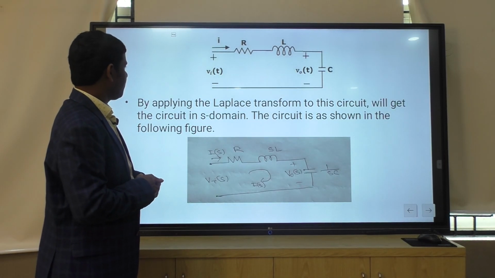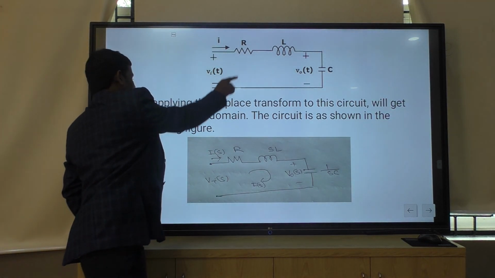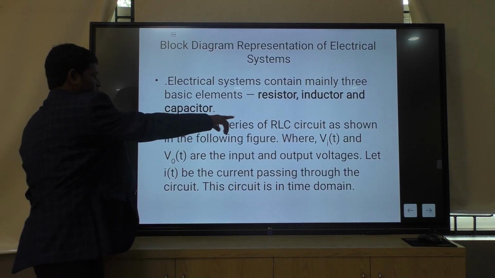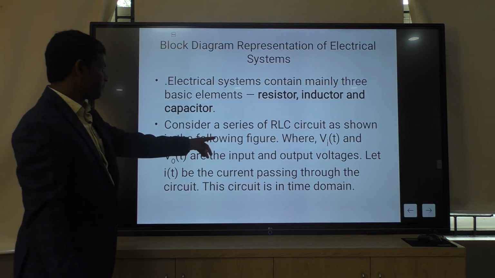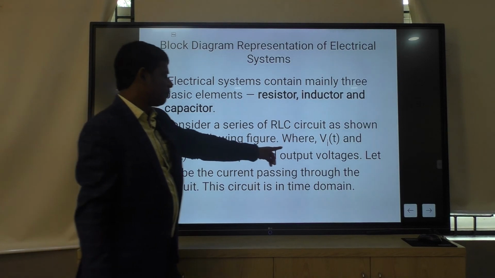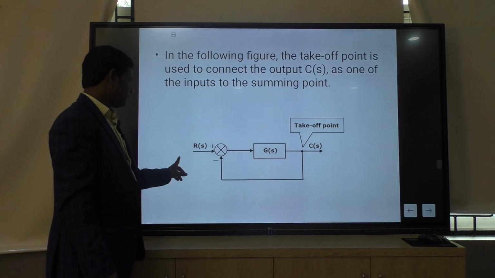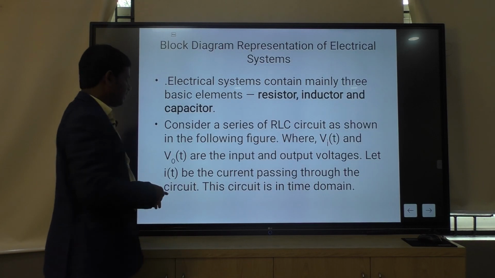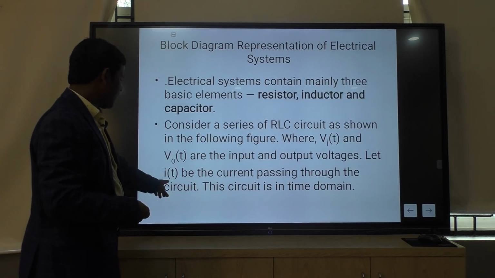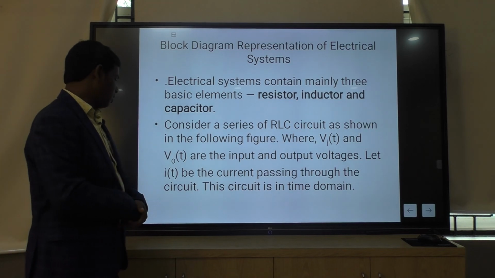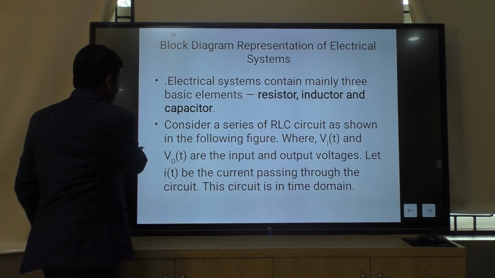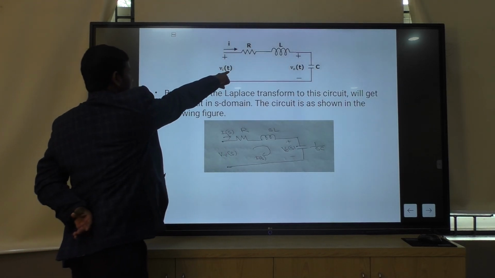The method means, first, if this RLC circuit is given, consider an RLC series circuit in the following figure, where the input signal is the input voltage V_i(t) and the output voltage is V_0(t). Input and output voltages are V_i(t) and V_0(t) here. Let i(t) be the current passing through the circuit. This figure is the time domain circuit.